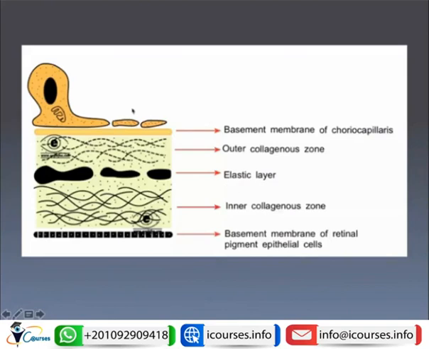So again, here is the section of the Bruch's membrane. You can see that the Bruch's membrane consists of 5 layers. From outer, formed by the basement membrane of the choriocapillaris. Here are the choriocapillaris, which are responsible for nutrition to the photoreceptors. So here is the basement membrane of the choriocapillaris and the basement membrane of the retinal pigment epithelium. Then we have the outer collagen layer and inner collagen layer, and in the middle there will be the middle elastic layer.